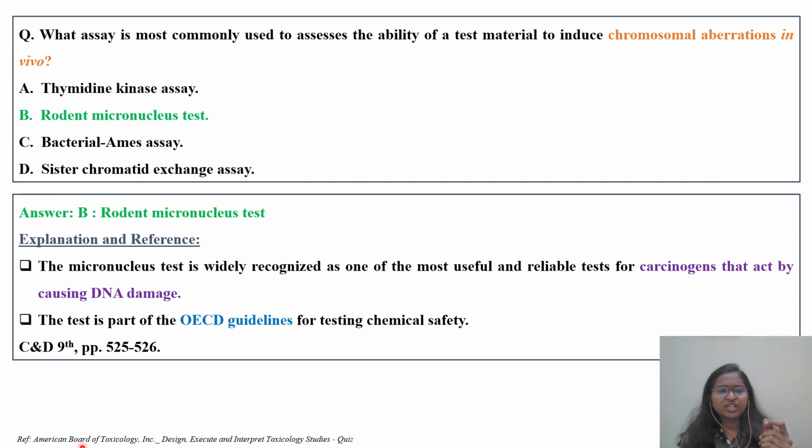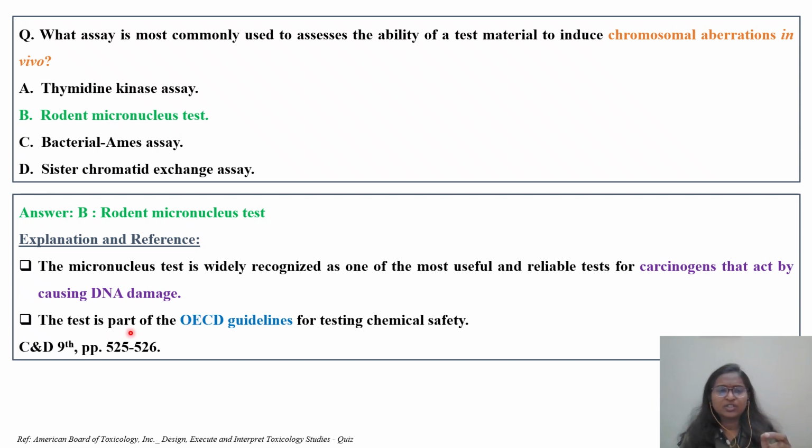So let's see what explanation and reference the American Board of Toxicology has given for this particular option. The micronucleus test is widely recognized as one of the most useful and reliable tests for carcinogens that act by causing DNA damage. So we already know that for carcinogens, two mechanisms will be there. One is the genotoxic mechanism, the other is the non-genotoxic mechanism. So the ones causing cancer through DNA damage can be identified by using this rodent micronucleus test.